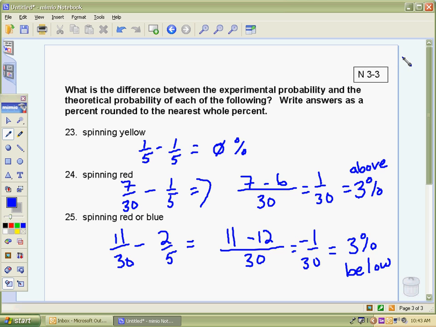So again, in a recap, the difference between theoretical probability and experimental probability is that theoretical is what you would expect to get. Experimental probability is what you actually get when you do an experiment.